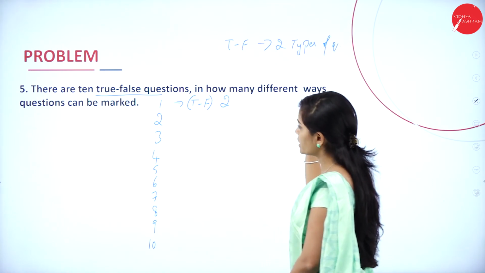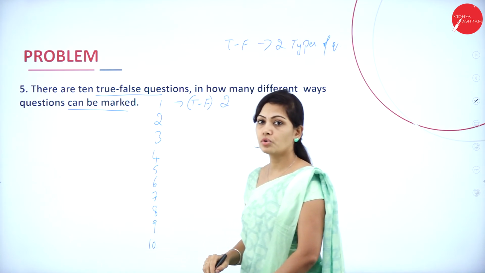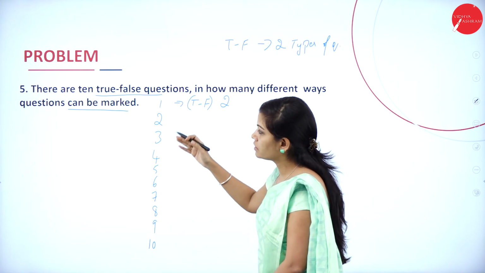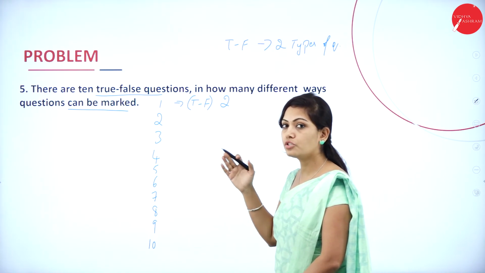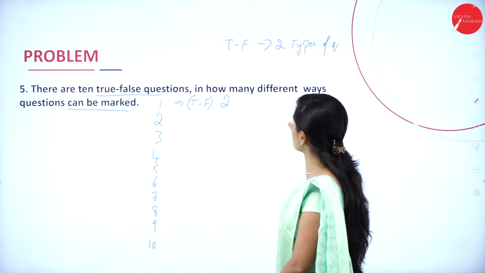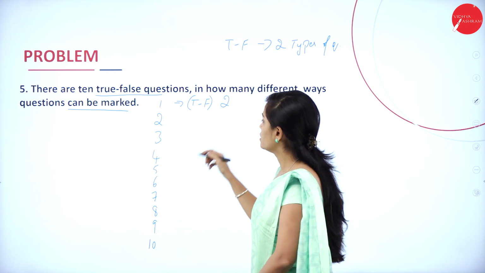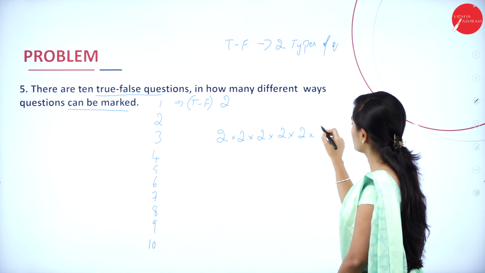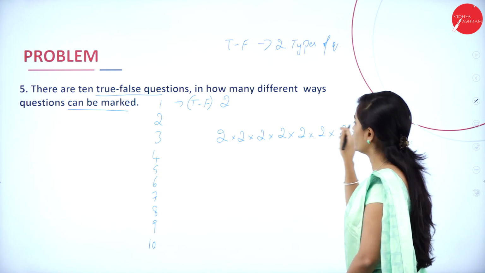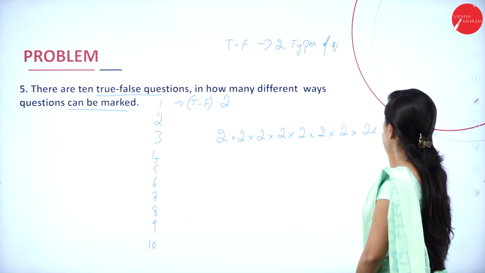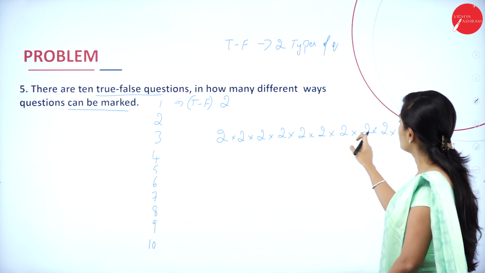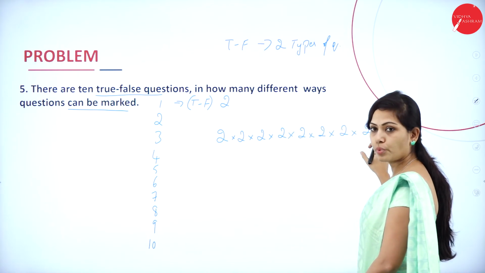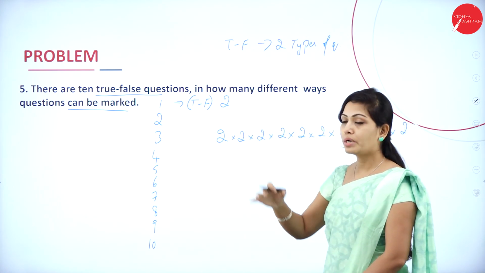In how many different ways can the questions be marked? So we have 2 types of questions, true or false. Then totally there are 10 true-false questions. So how many different ways can the questions be marked? So 2 into 2 into 2 into 2, 10 times you have to write 2.